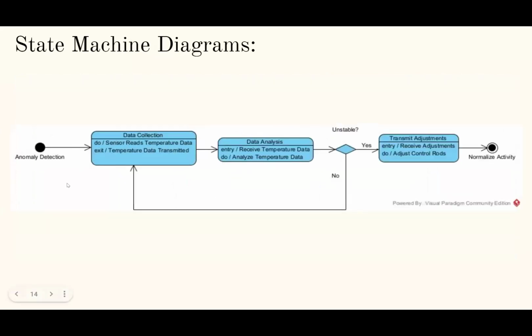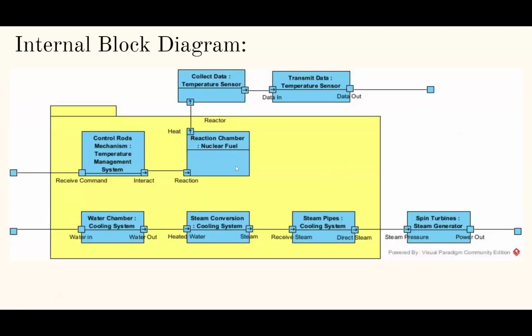Then for the state machine diagram, the other one highlights anomaly detection. So if there's anything unstable happening, it'll be able to detect that and stop it before it gets to unsafe levels. So for my internal block diagram, it just highlights the reactor, the things within the reactor, as well as some things of how it relates to some other aspects outside. So like the steam generator, the temperature sensor, and how it relates to the insides of the reactor mechanism.